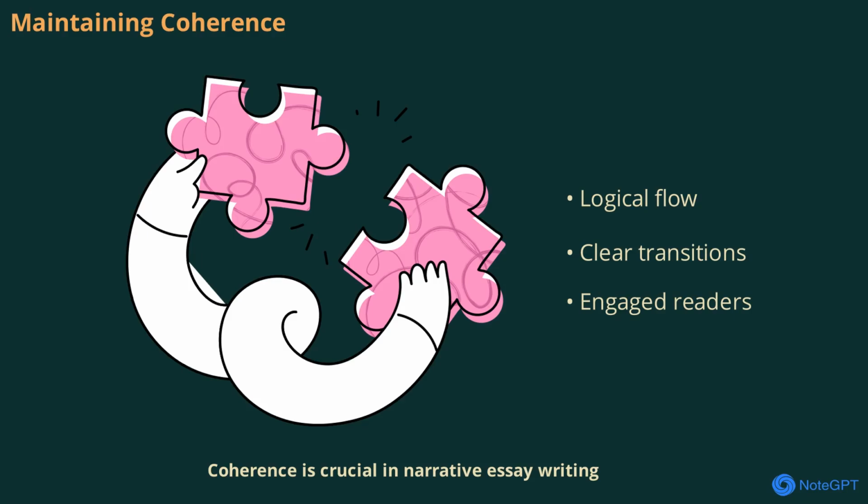Coherence is crucial in narrative essay writing. Each paragraph should flow logically from one to the next, with clear transitions that guide readers through the story. Use transitional words and phrases to connect events, ideas, and reflections. A coherent narrative keeps readers engaged and ensures your message comes across clearly.